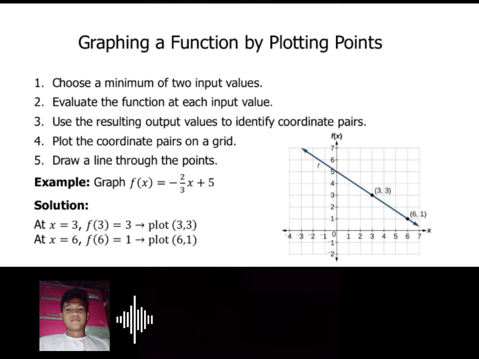Example: graph f(x) equals negative 2/3 x plus 5. So the solution: at x equals 3, f(3) equals 3, and that's plotted at (3, 3). At x equals 6, f(6) equals 1, and it is plotted at (6, 1).